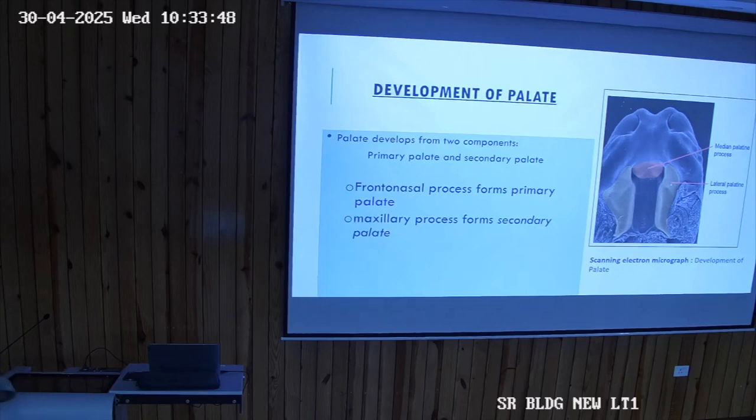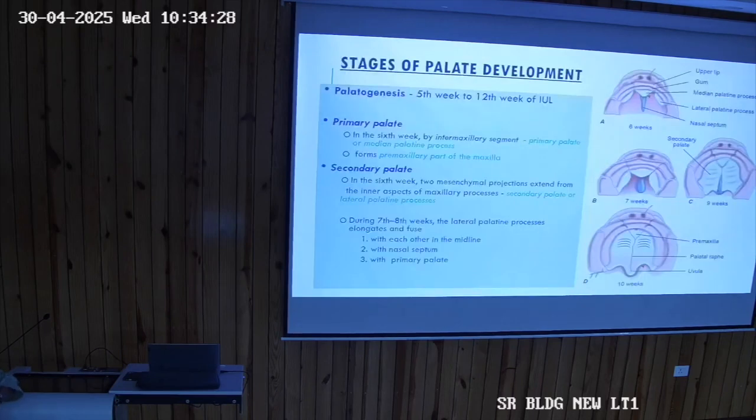Now what happens? Here you can see in the picture also, there is a mesenchymal swelling on the sides of the maxillary process, on the inside part, the part which is towards the oral cavity. These mesenchymal swellings are the lateral palatine processes. The intermaxillary segment which forms the primary palate is derived from the median palatine process. Now fusion of median palatine process and lateral palatine process is going to form the complete palate. So there will be fusion along the midline in the form of a Y.